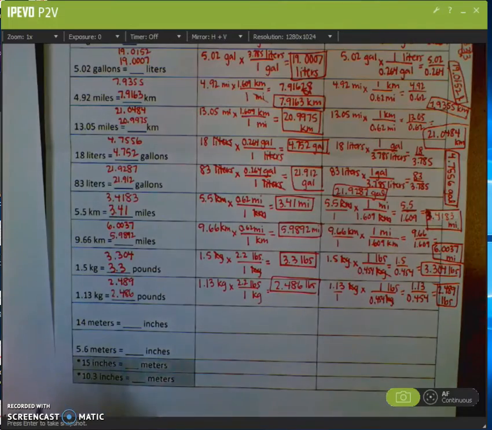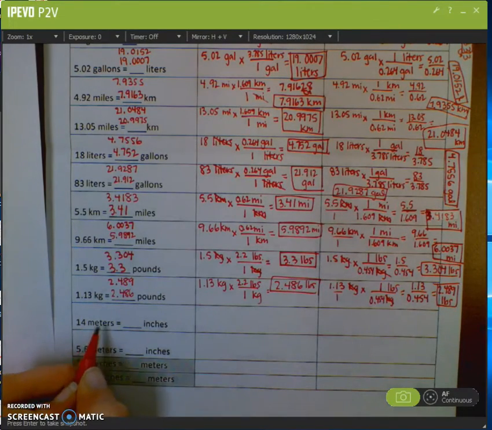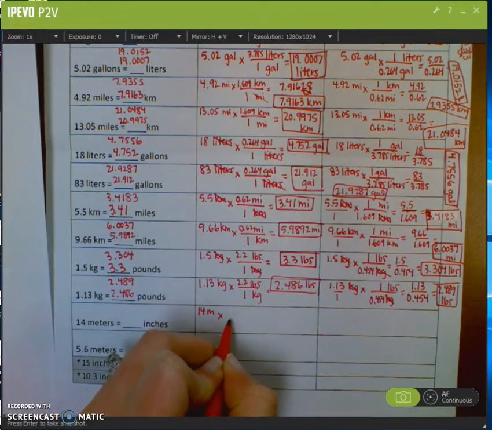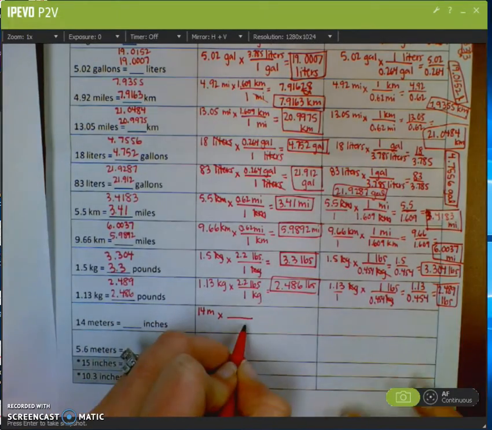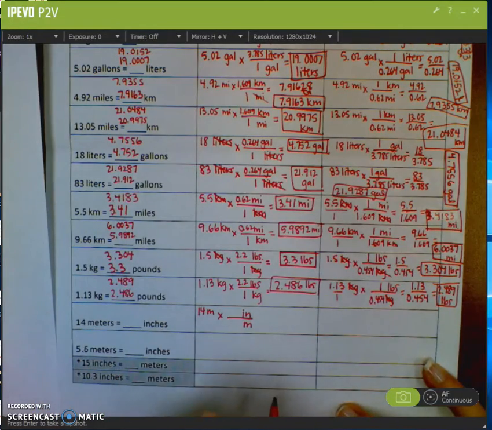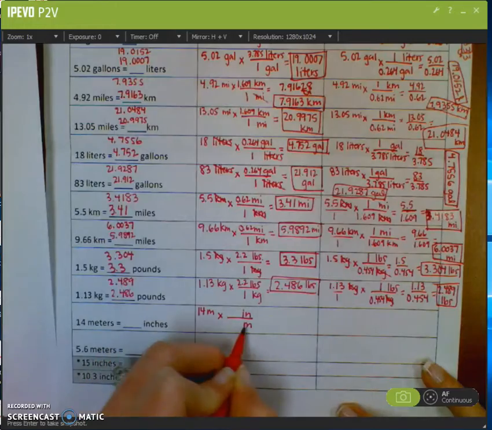We're getting so close to the bottom. I'm going to rewrite meters to inches. I'm going to rewrite what they give me, 14 meters. I'm going to multiply that by a conversion factor where I put meters in my denominator and inches in my numerator because that's what I'm converting to. So meters and meters will cross reduce.